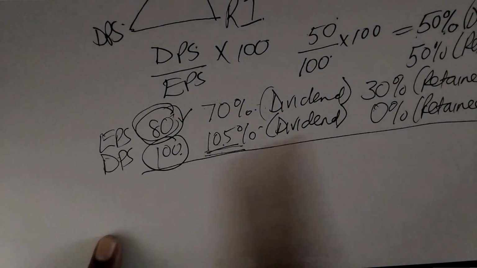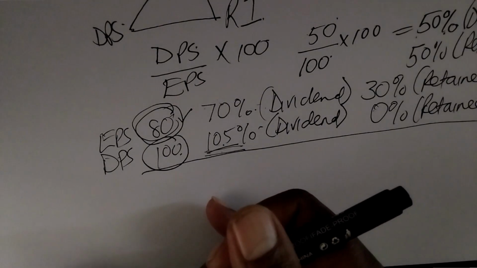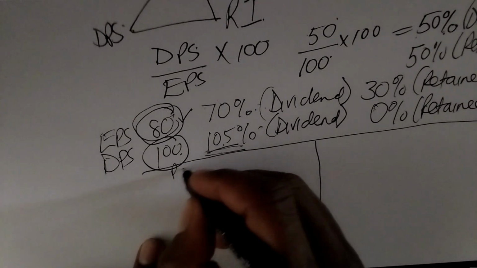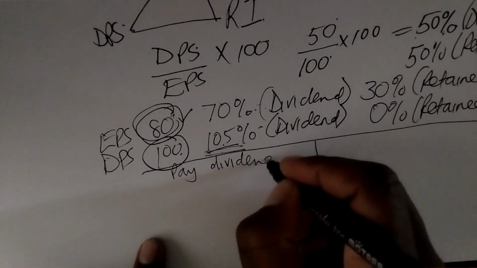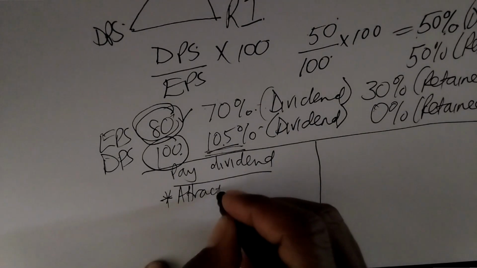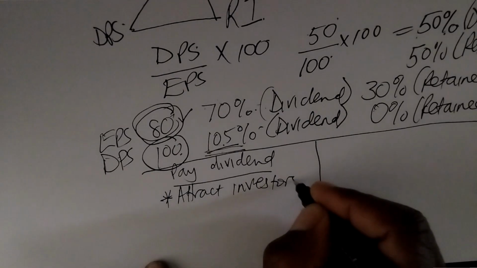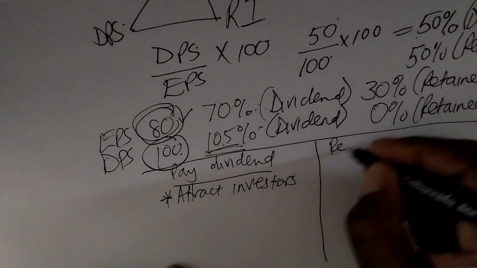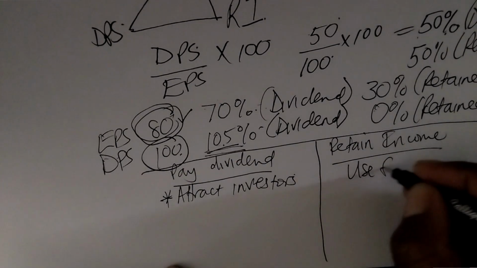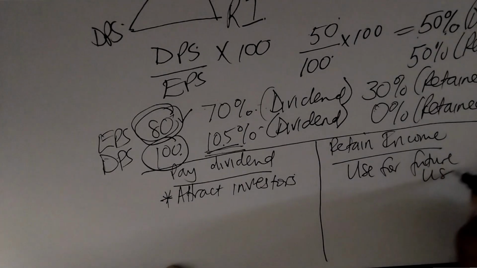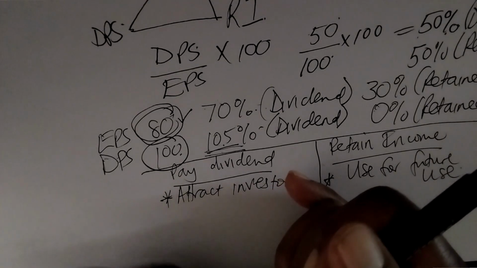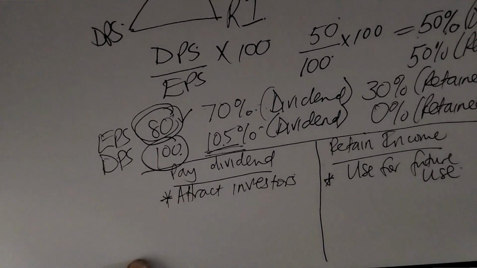Okay, now I want us to go further with this to explain the implication of this. Further to this, they can ask you whether it was a good or a bad idea to distribute all the profit. So, if you pay dividend, the advantage is one, you attract investors. If you retain income, you use it for future use, which means in future, if you need to do something, you do not need to borrow any funds. So each of these scenarios has its advantage and disadvantage.